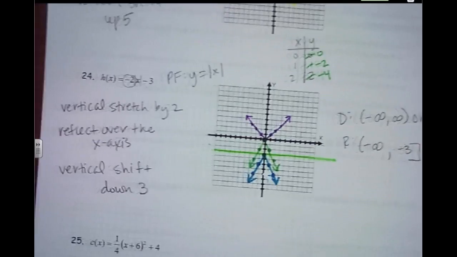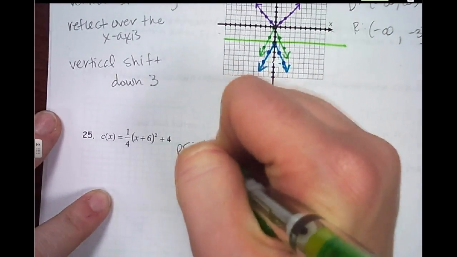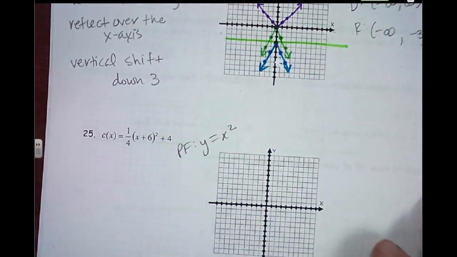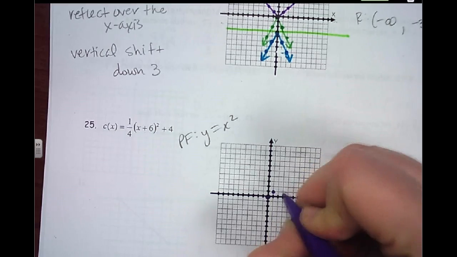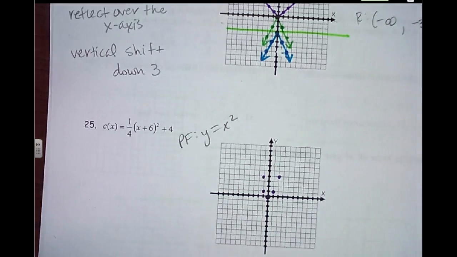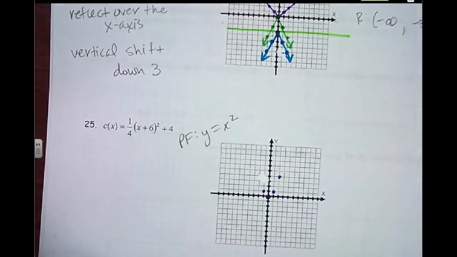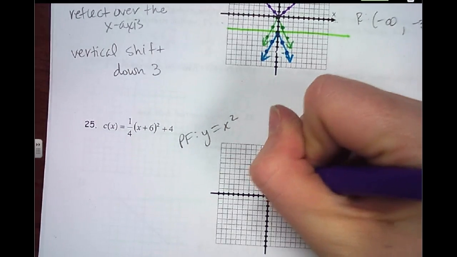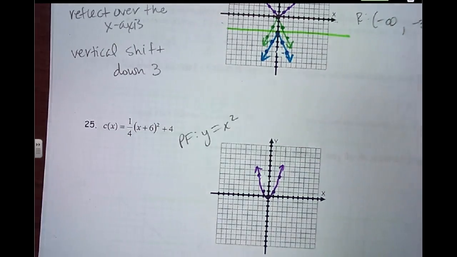Okay, 25, my parent function y equals x squared. So I'm going to graph that first. 0, 0, 1, 1, 2, 4, and graph the opposites. So it looks like that.